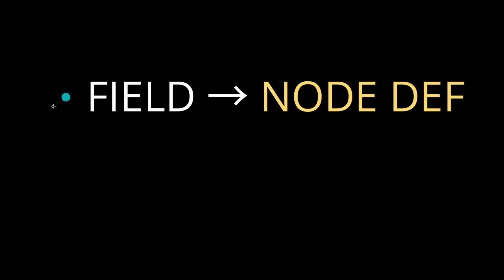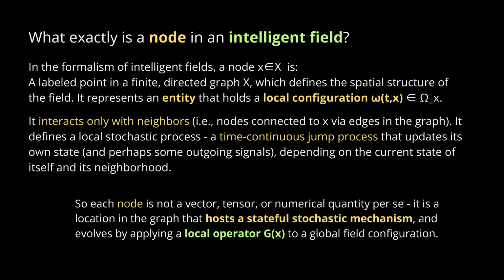So now that we had a look at what a field is, let's have a look at the node, because I think the node definition is also something that I was struggling a little bit to understand. So what exactly is this node? A node is a labeled point in a finite directed graph X. Couldn't be easier, no? Now, it defines a spatial structure of this field.